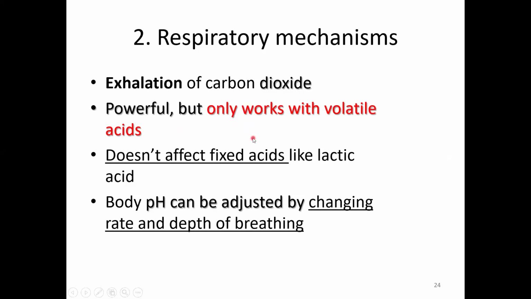The respiratory system cannot get rid of other acids, isn't it? Because through the lungs we can only exhale carbon dioxide, not anything else like lactic acid. And body pH can be adjusted by changing the rate and depth of breathing. So if more acid is present in our blood, with more hydrogen ion concentration, more carbon dioxide is produced and it can be exhaled out. So the body can compensate by changing the rate and depth of breathing.